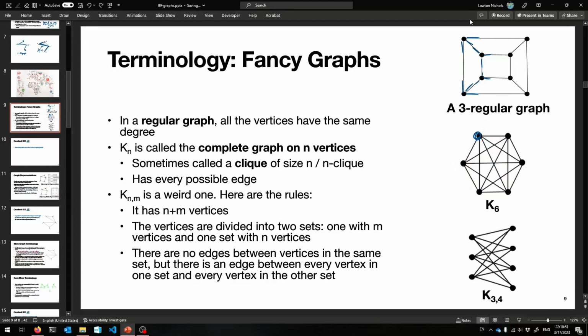There's only one graph with 6 vertices that has this property. Everybody's linked to everybody else. There's only one graph like that for every number of nodes. So that's called a complete graph, K for complete, I guess. Complete graph on n vertices.